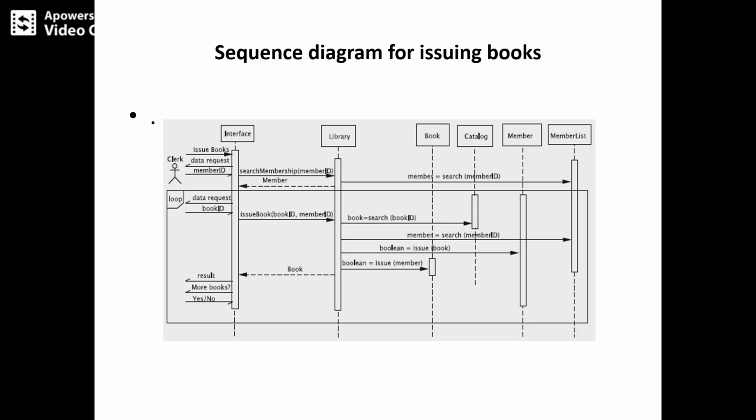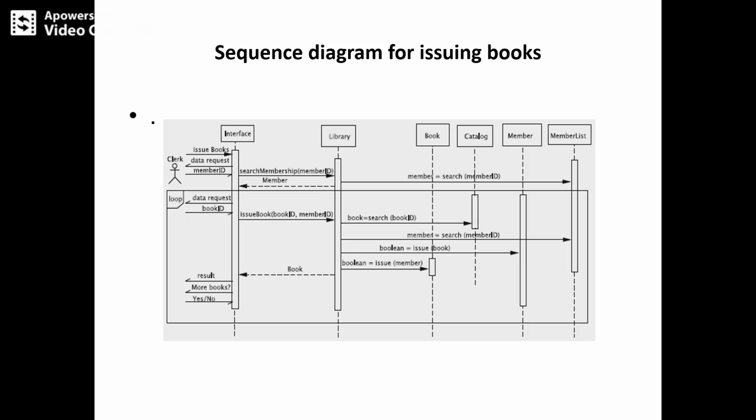Then book is equal to search book ID, where we get the book ID from the catalog, which is a must here. We then issue the book, and we must consider how many books can be issued. Looping is needed because one user can issue more than one book. The first is the interface, followed by the timeline process, then the main library class, then the timeline interface, timeline process, and the book class. Next is the book class, and we take the catalog class, a member, and a member list.